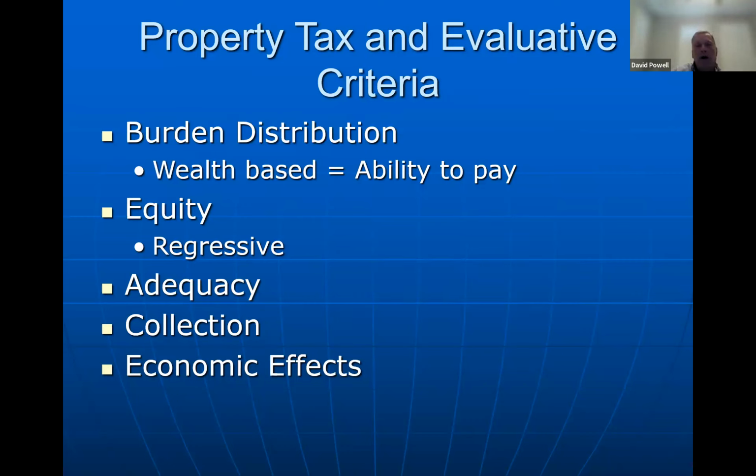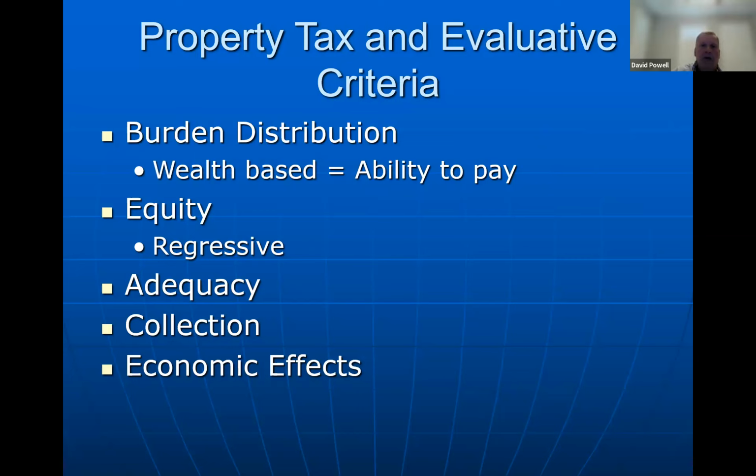Let's go back and look at the property tax in terms of our evaluative criteria of taxation. In terms of burden distribution, it is a wealth-based tax. So that makes it an ability to pay tax because we are taxing you based upon the assessed value of your home. We may have some circuit breakers built in there for people from lower incomes and for older residents, but for the most part, you're paying the vast majority based upon the value of your home. So that does tend to make it a wealth-based type of tax.